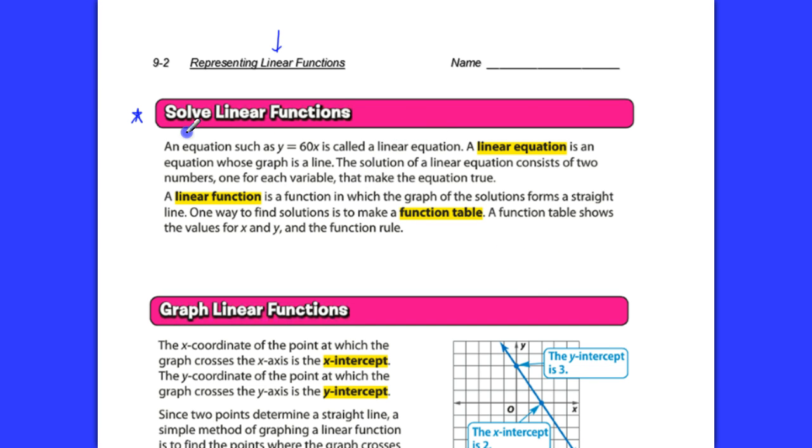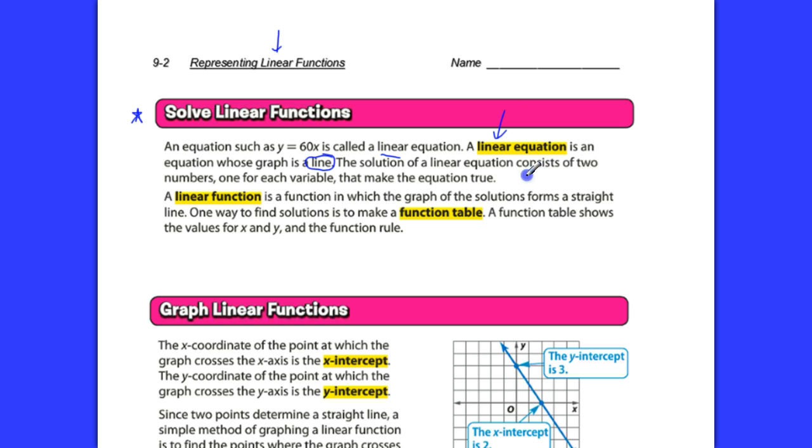There's an equation such as this, where you have a y and an x. You have two variables, y equals 60x. It's called a linear equation. That's an important word. A linear equation is an equation whose graph is a line. We're going to be graphing values of x and y on a grid, and you're going to see that linear is always a straight line.